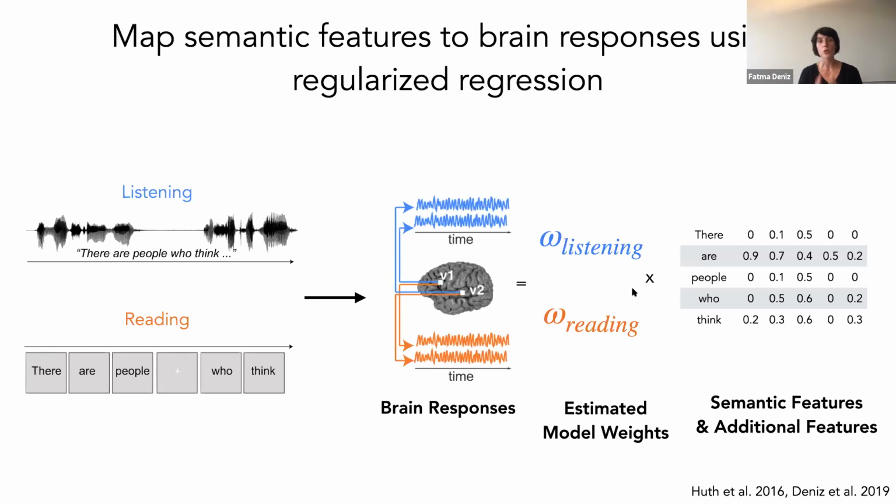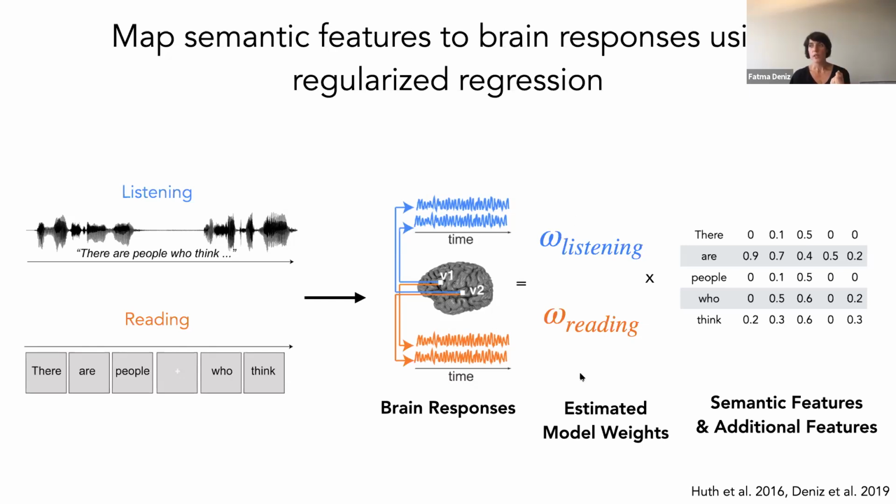Once we have the feature spaces, we try to map these features, the semantic and the additional feature spaces, to the brain responses using regularized linear regression. So we treat it as a regression problem that finds the best match, you can say, between the semantic features and the brain responses. And we do this for each individual voxel separately and for each individual subject separately, which is a very unique property of voxelwise modeling.